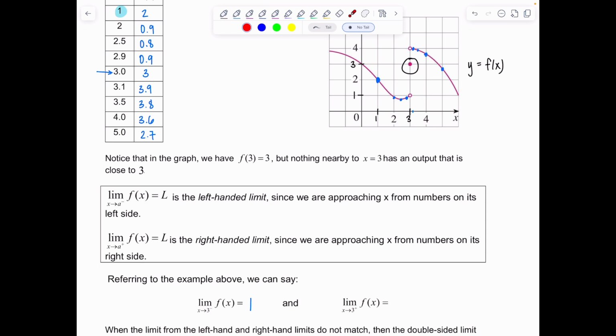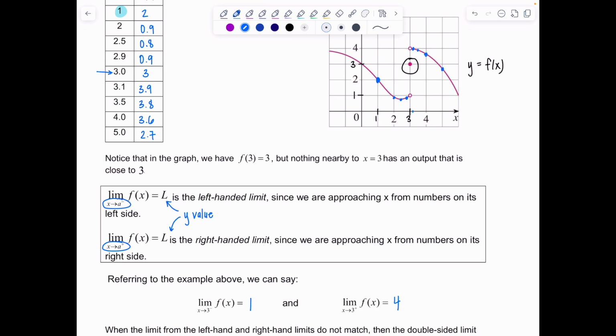Then, if we're coming on the other side, the limit as x approaches 3 from the right of f of x, so now we're coming from values larger than 3. What function value, what y value are they approaching? 4. Okay, so always remember the limit is the y value that the graph or the function is approaching, okay? Here, x is approaching a. Good?